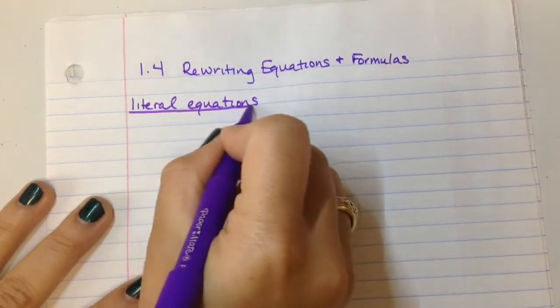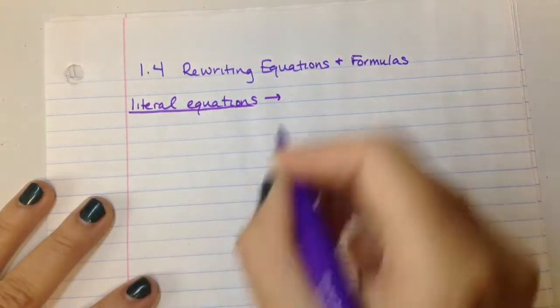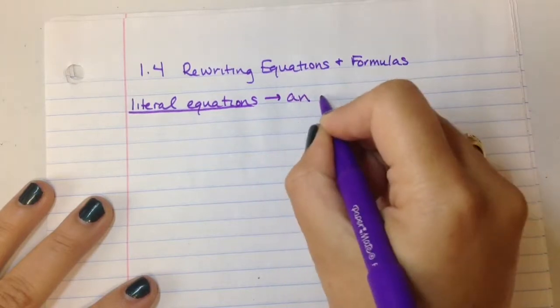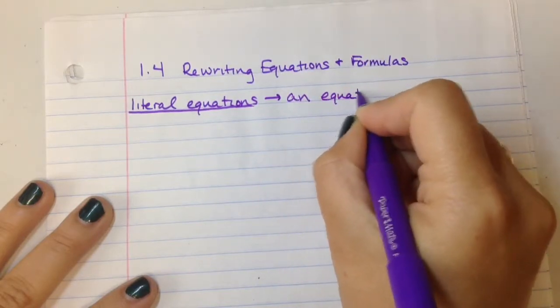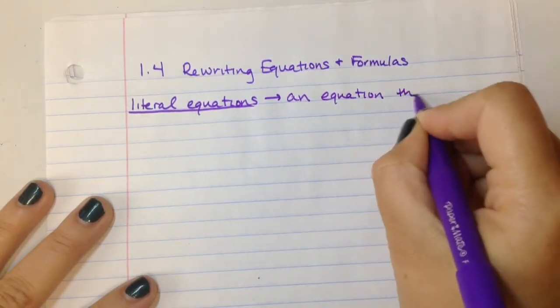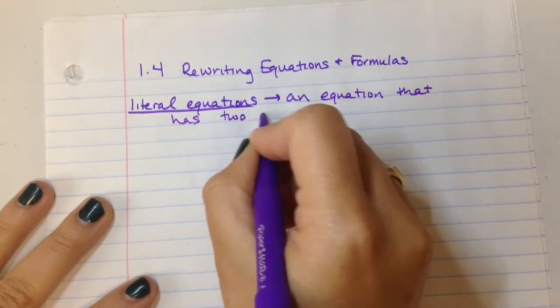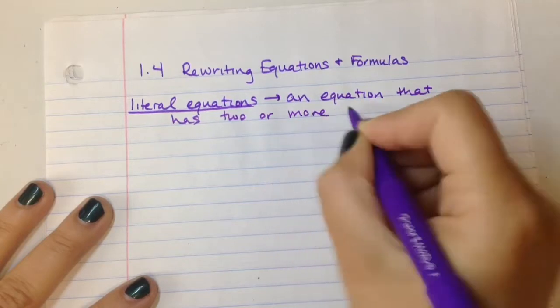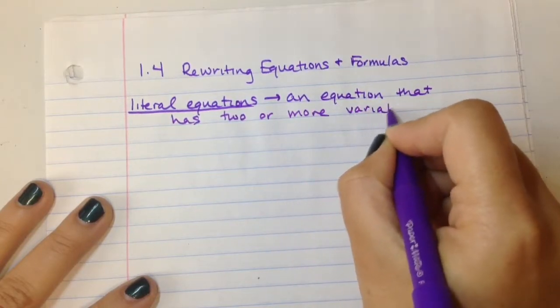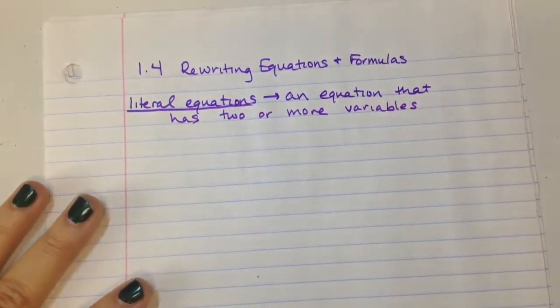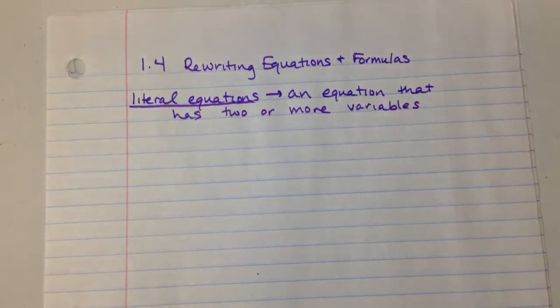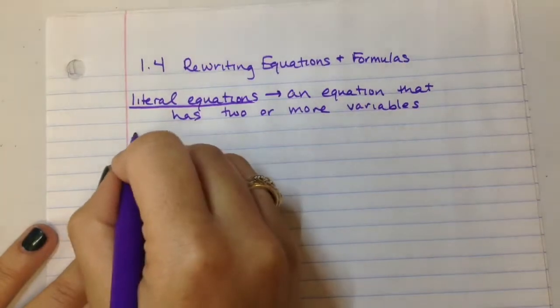Now, literal equations are different from regular equations because literal equations are a subset. They're an equation that has two or more variables. So in literal equations, you're going to have an x and a y term, or an a and a b and a c, two letters at least, in these literal equations.